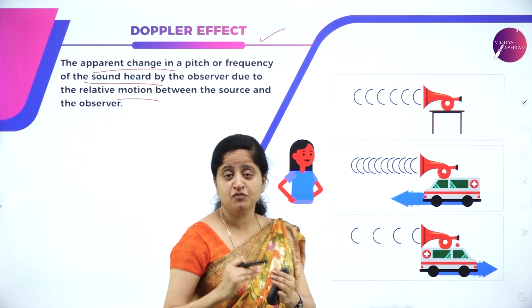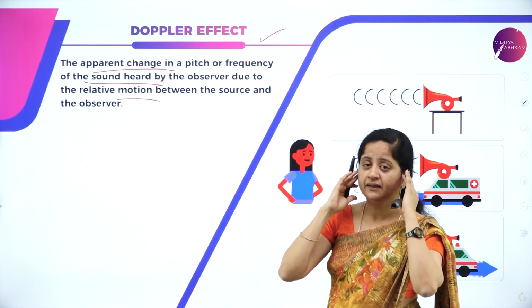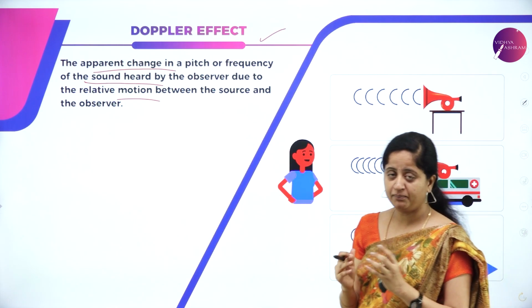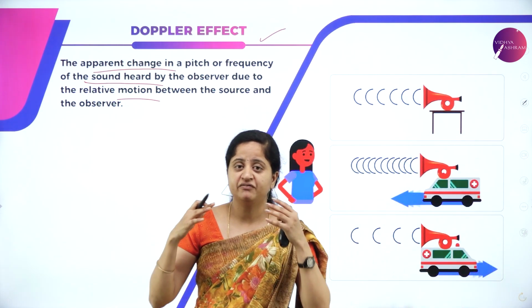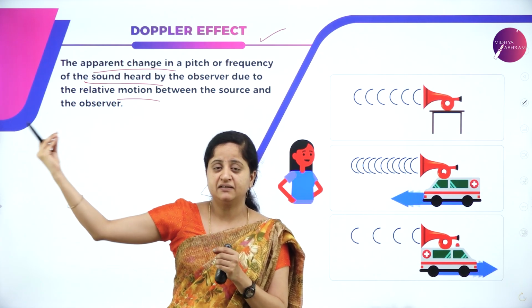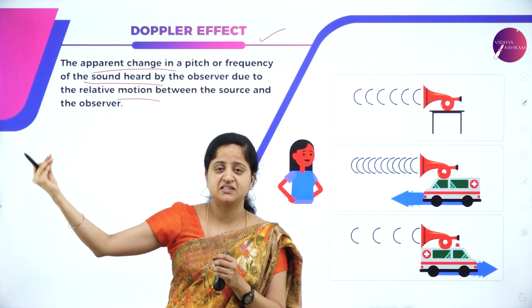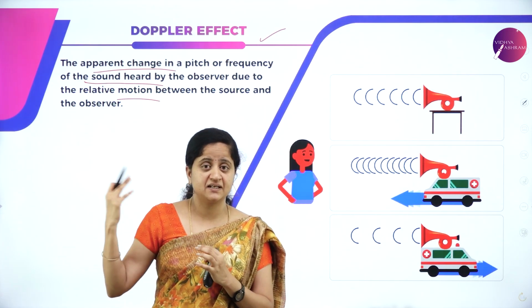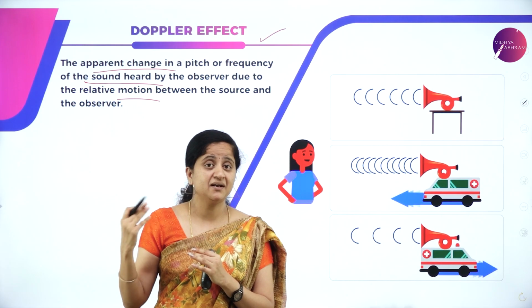When there is a relative motion between the source and observer, the apparent frequency heard by the observer is explained by the Doppler effect. Say for example, when we are on a stationary platform and the train approaches us, it blows its whistle at the same frequency, but when it is coming towards us, we feel like the sound intensity is more, and that is called apparent frequency.